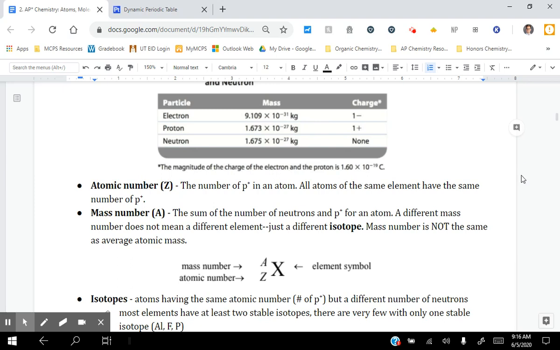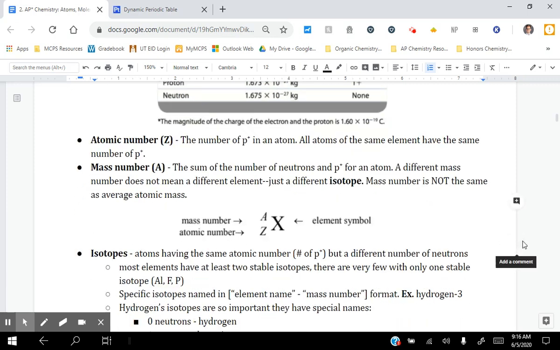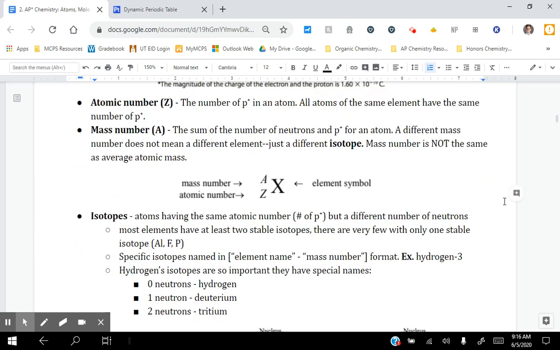As I stated before, the atomic number, which we sometimes refer to as Z when we're looking at isotope symbols, is the number of protons in the atom, and it's unique to that element. We also have the mass number, which is the sum of the neutrons and protons for an atom. Different mass number does not mean a different element, just different isotope. And as I said before, it's not the same as average atomic mass.